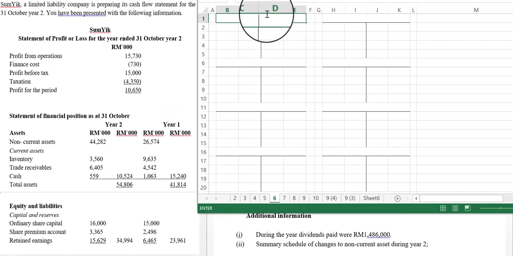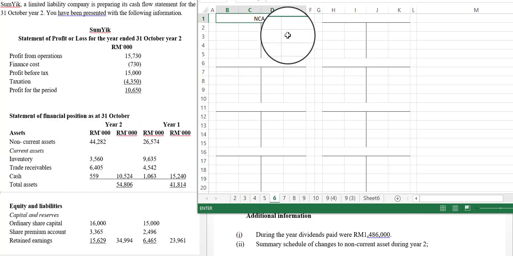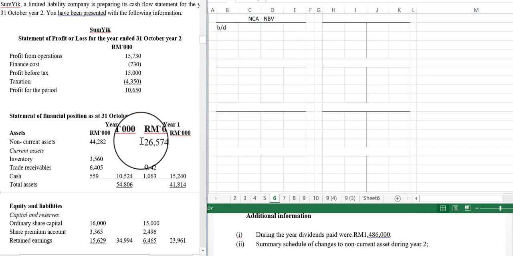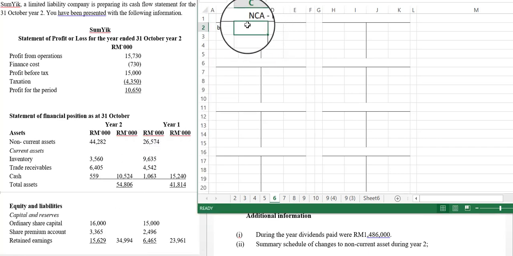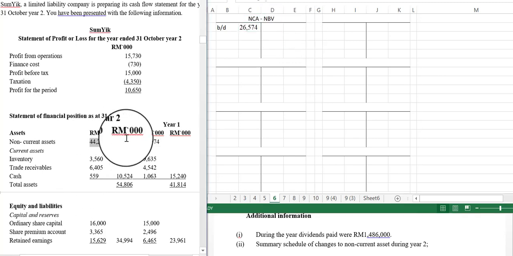Now if you look at these questions, they never give you the accumulated depreciation for your non-current asset in your financial statement here. They never give you any accumulated depreciation. So the way we prepare these non-current asset accounts needs to be in net book value version. Okay, so BD, your BD will be 26. Then you will have a CD, 44,000.